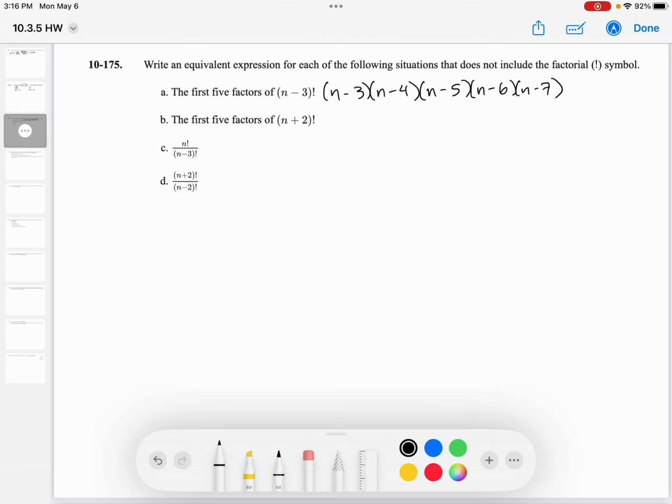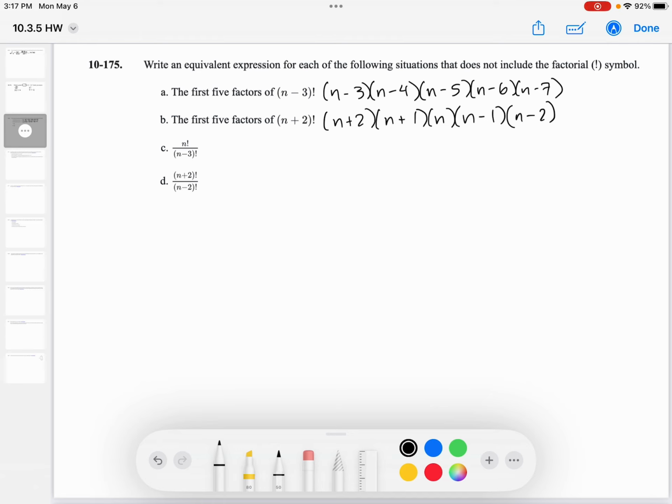Okay, how about the first factors of n plus 2? Okay, we're starting there. What's 1 less than that? Well, n plus 1. And 1 less than that is just n, and then n minus 1, and then n minus 2.